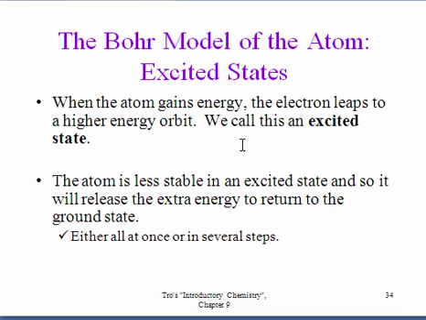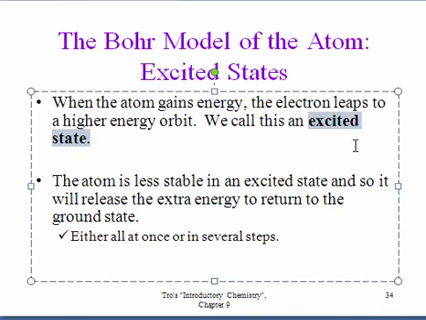When the atom gains energy, this electron leaps to a higher energy state. We call this an excited state. The atom is less stable in an excited state, so it will release that extra energy to return to its ground state, and it can do that all at once or in several steps.